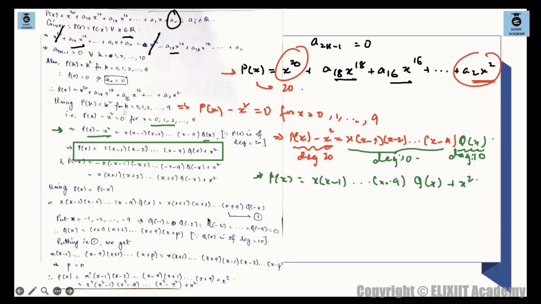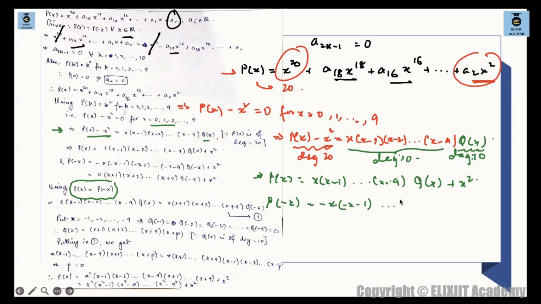Now you just have to find out what Q(x) is. So next our target is to find Q(x). To find it, we'll again take the help of the condition P(x) is P(minus x). So what is P(minus x)? It is minus x into (minus x minus 1) and so on till (minus x minus 9), Q(minus x), and this will still remain plus x square because minus x square is the same as x square.